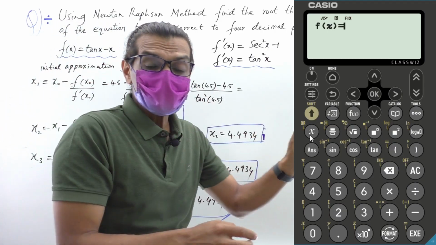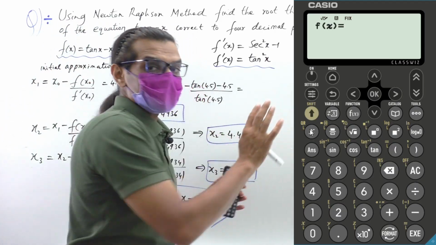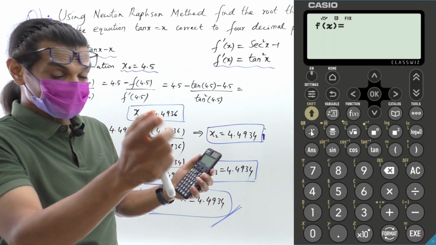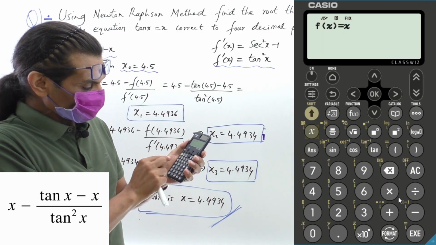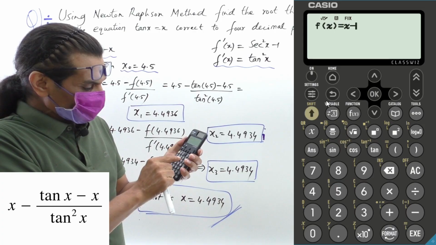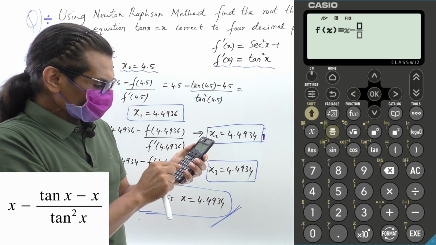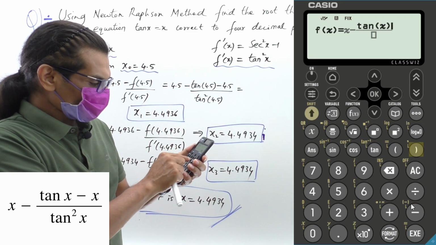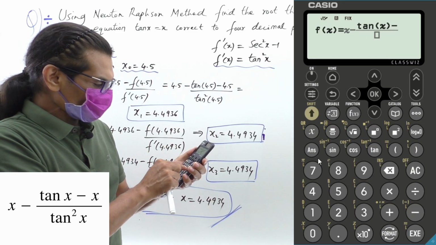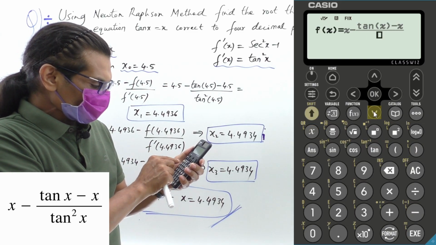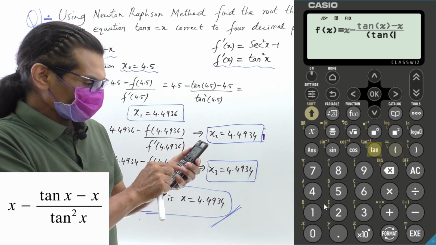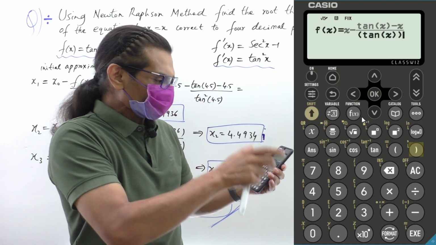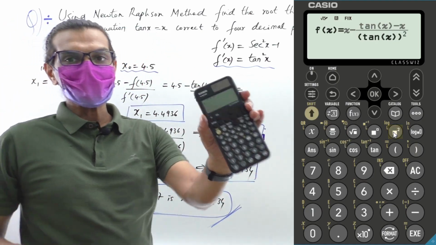Now here we have to write the function. What is the function? It's x minus tan x minus x over tan square x. Use the fractions properly. So x minus fraction tan of x, minus x over, again bracket, tan x bracket square. Done. Then execute. So my function is stored in f of x.